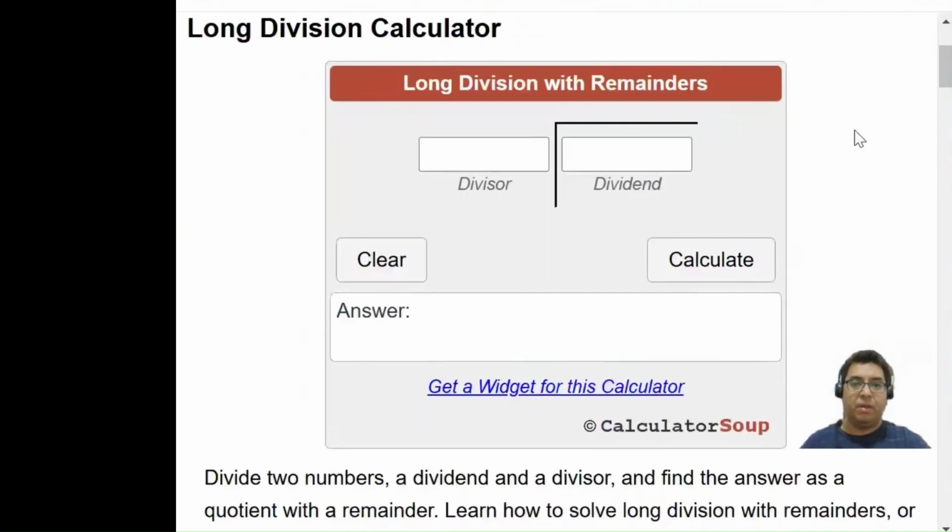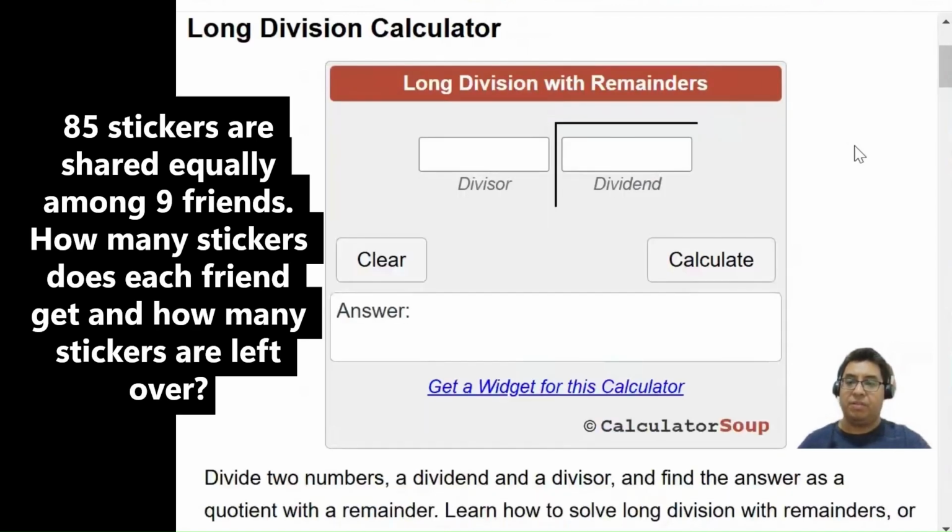And the third problem says 85 stickers are shared equally among 9 friends. How many stickers does each friend get? And how many stickers are left over? Now, the key word here is left over. That's going to tell you there's a remainder. So you need to make sure you read this carefully and don't forget the remainder or the problem will be wrong.